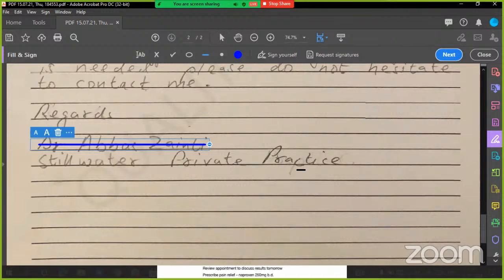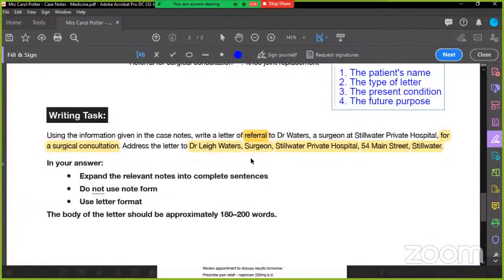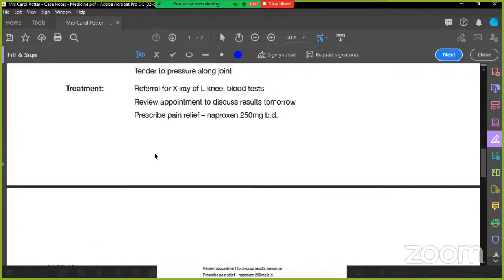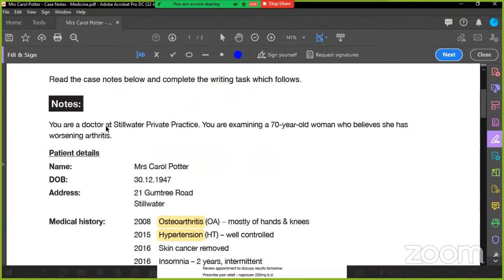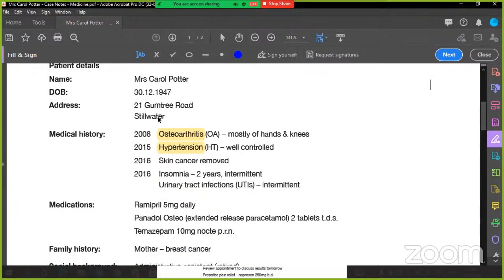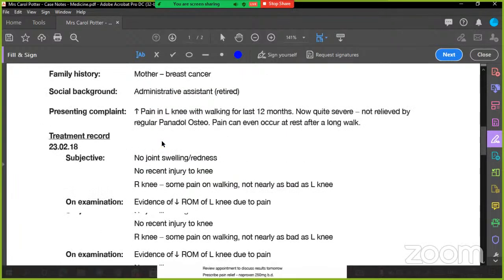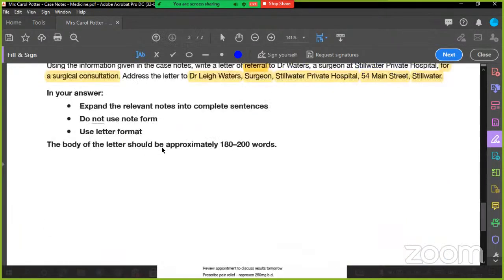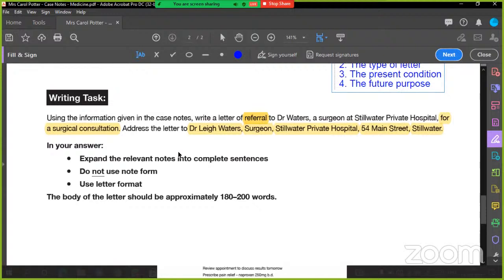Stillwater private practice. So you're a doctor at Stillwater private practice. That's all. You can write like that. That's enough. No more. Stillwater private practice, Stillwater. That's all. You can write like that because it is in Stillwater only. Name of the practice.